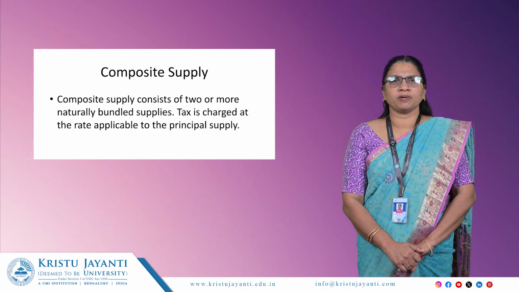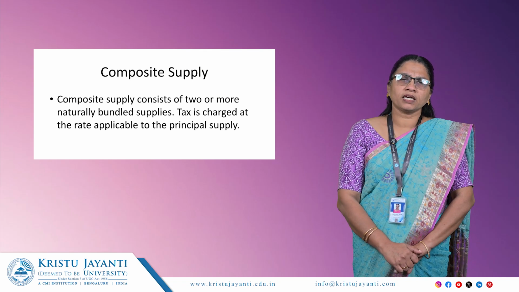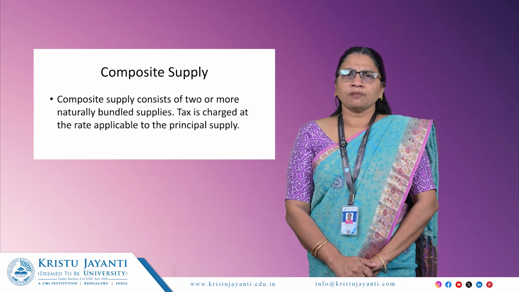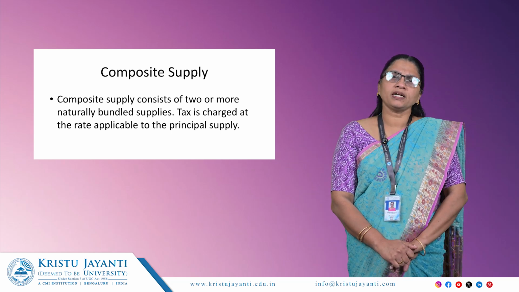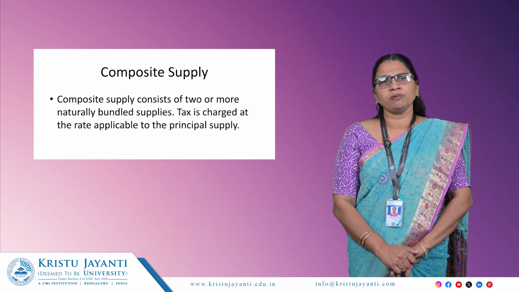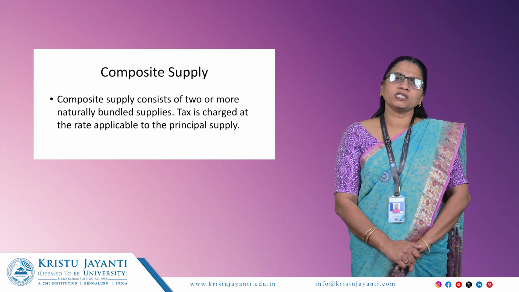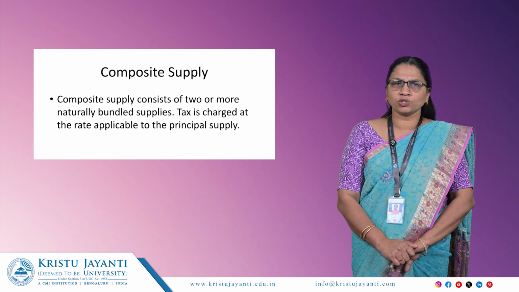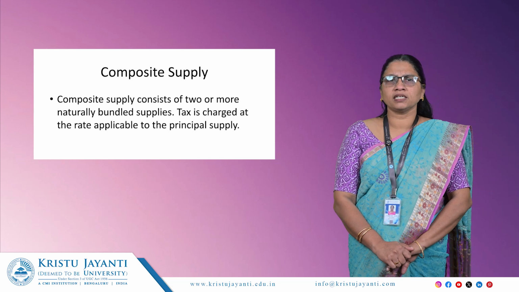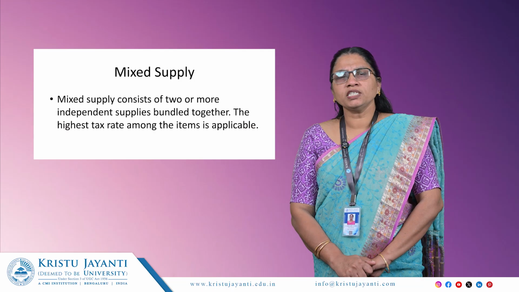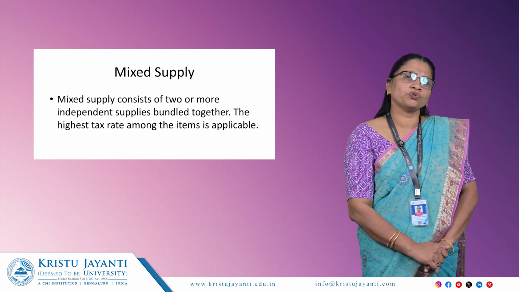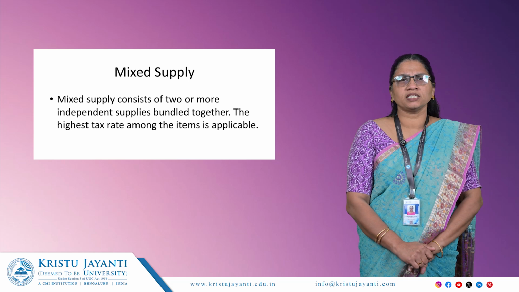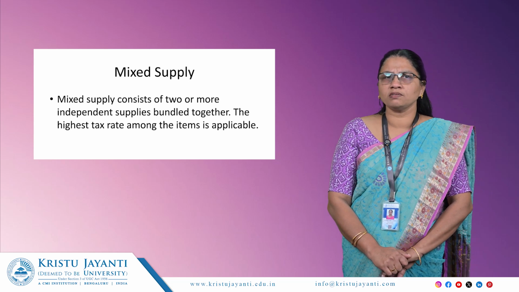Next is composite supply. Composite supply means combining or naturally bundling two or more items. Such supply is known as composite supply, and tax is charged at the rate applicable to the principal supply. One of the supplies is the principal supply and the others are complementary supplies, but they are naturally bundled and the tax rate of the principal supply is charged. Next one is mixed supply. Mixed supply means two or more independent supplies bundled together. The highest tax rate among the items is applicable for this supply.